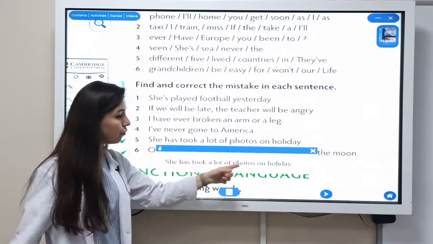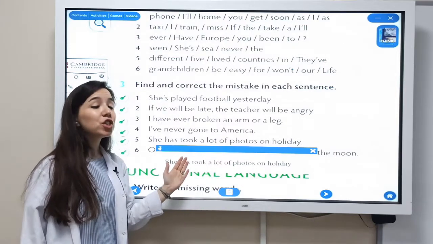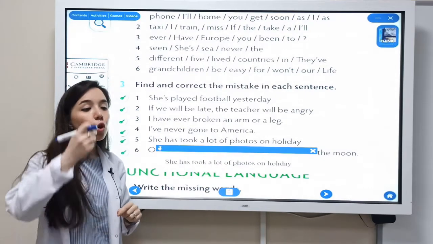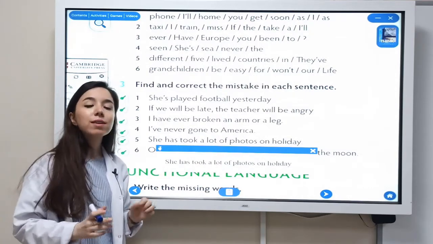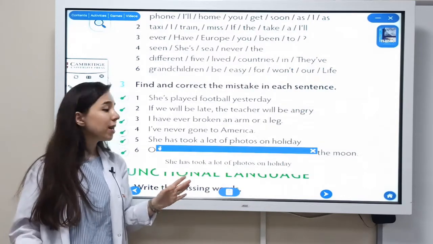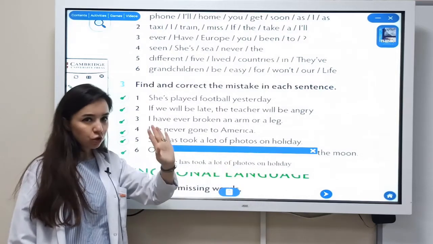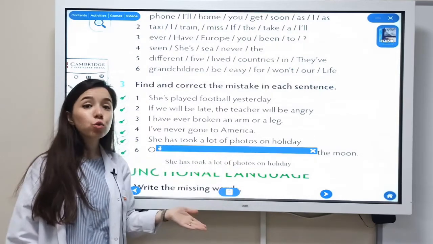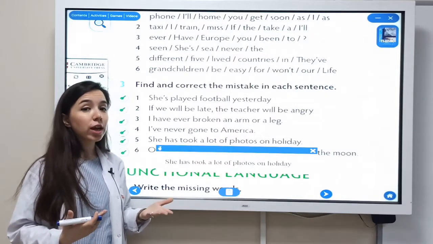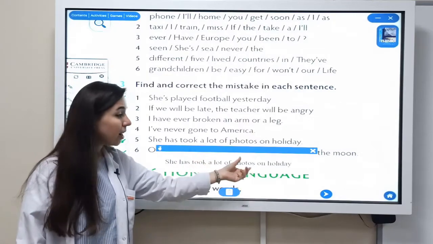She took a lot of photographs on holiday without has. Or we can say she has taken a lot of photographs on holiday. Why both of them is true? Because in one part you can say that, okay, I went to holiday, it's finished, it's a past simple. So I can say that she took a lot of photos. Yes, it's correct. But maybe again you want to go on holiday, you want to take photos. Yes, it's not going to be finished taking photos. So at that time you can say she has taken a lot of photos.